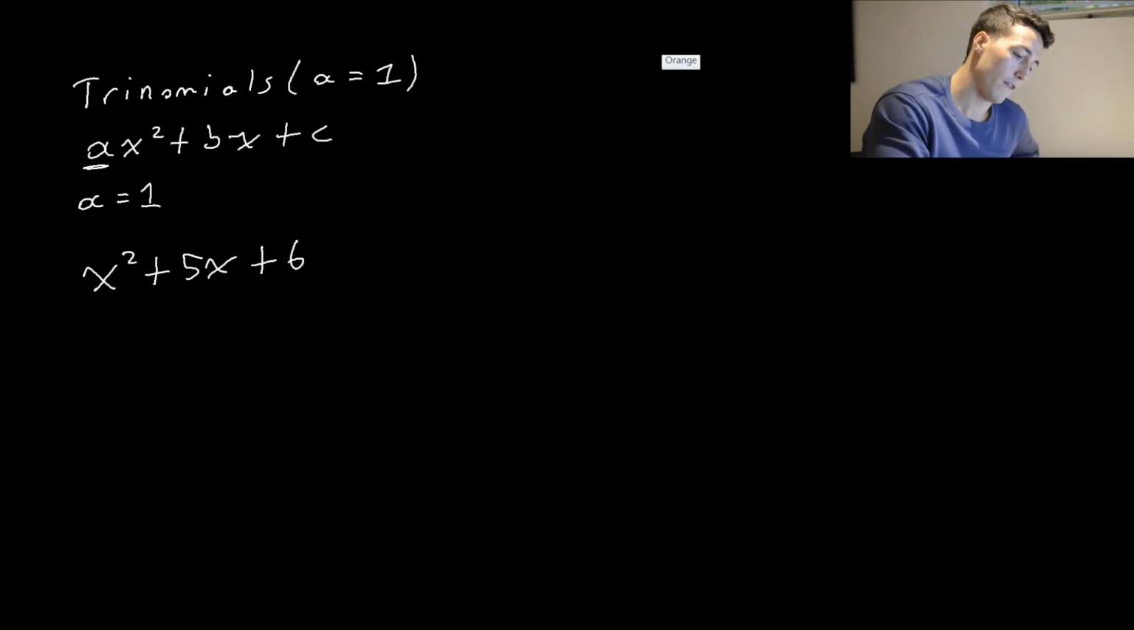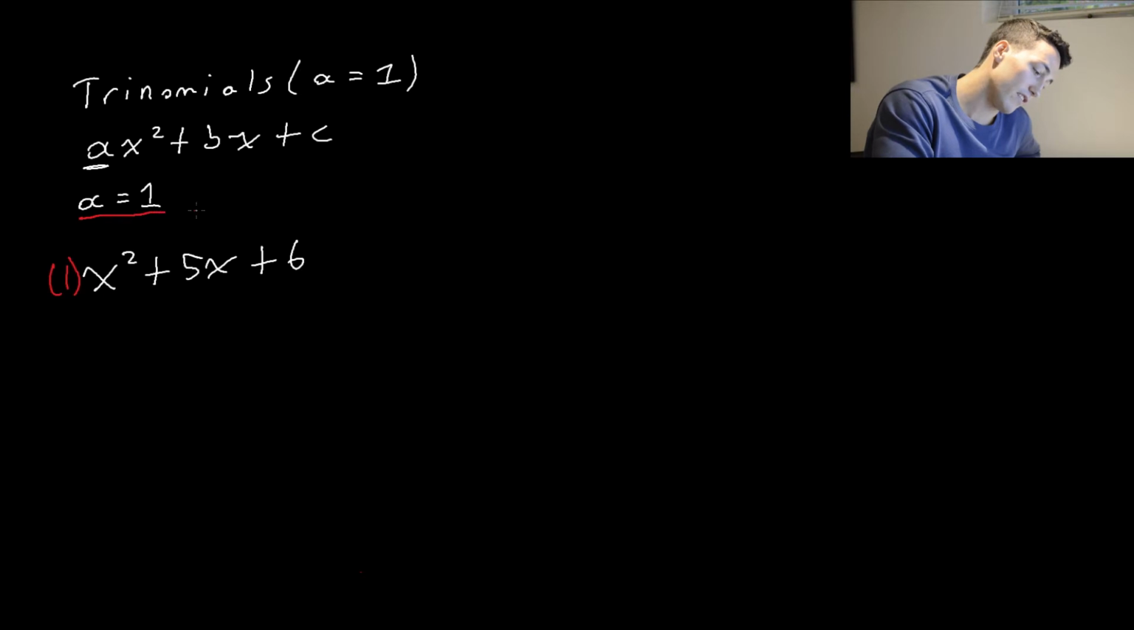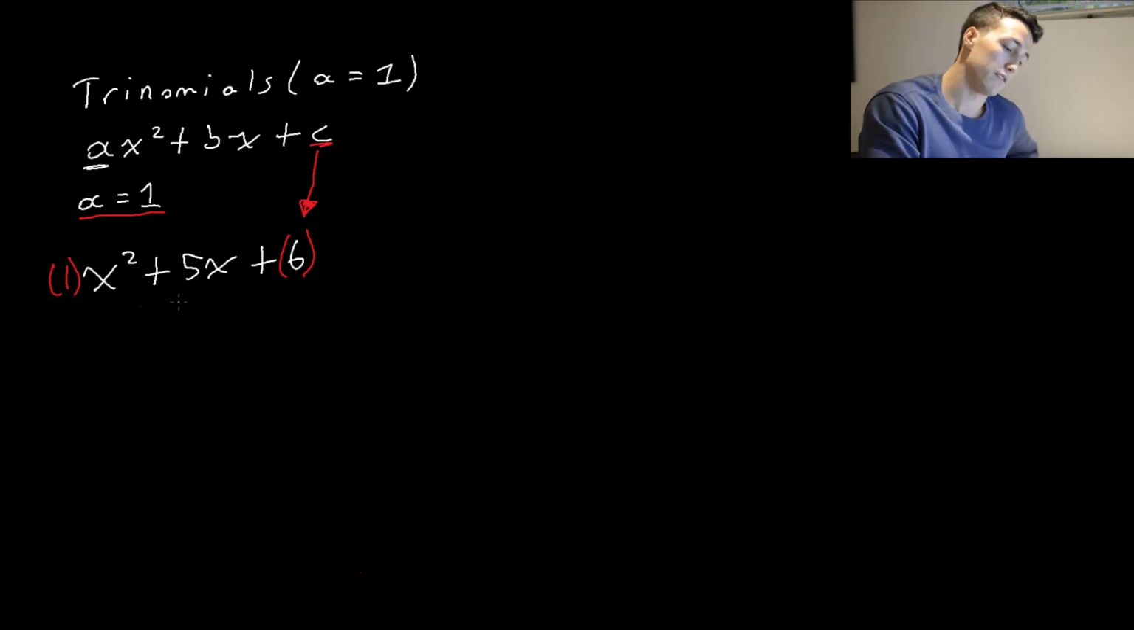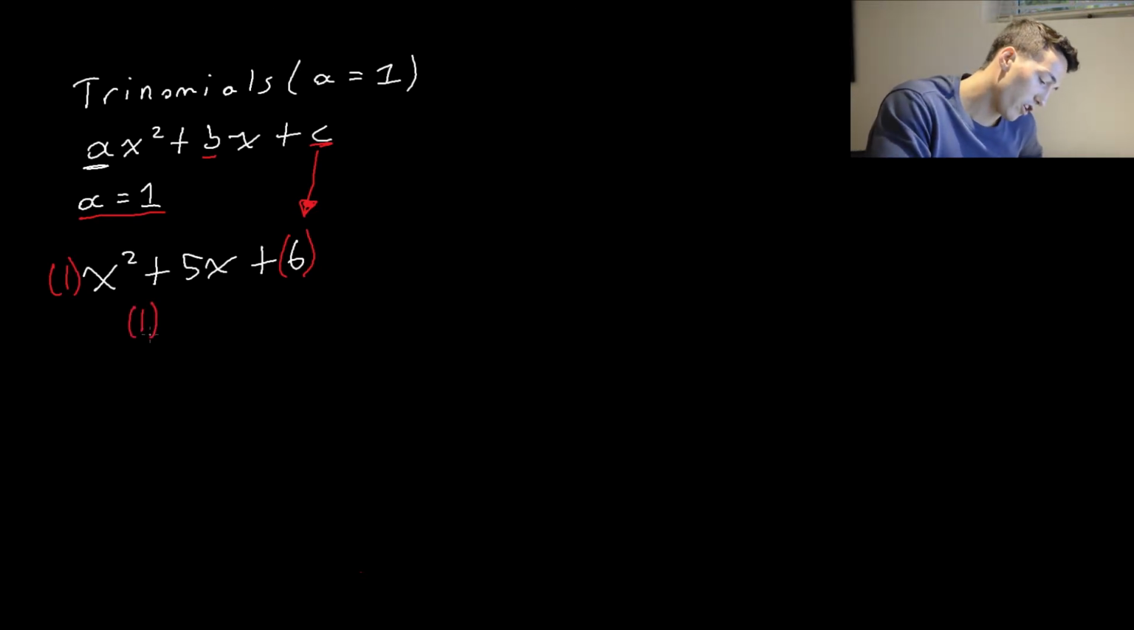So the first step with any trinomial, to factor it, is we're going to multiply this a term, which in this case is a equal to 1, multiplied by this c term. So this c is right there in this form. We have ax squared plus bx plus c. In this actual expression, with coefficients instead of just variables of b and c, we have x squared plus 5x plus 6. So what we're going to do is write 1 multiplied by 6. And that's going to give us 6.